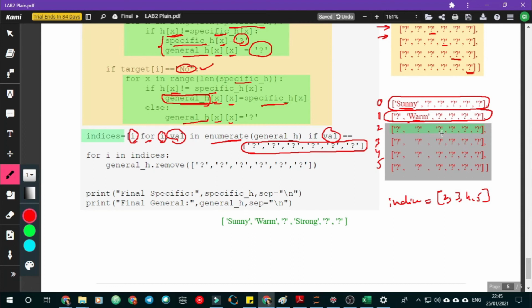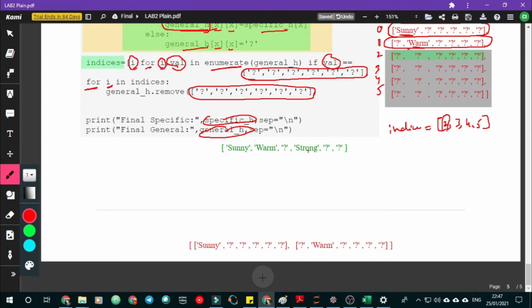to remove it, but before removing we need to know the index of this. So we just found 2 3 4 5 are the indices, and in the next step we need to remove the value at this particular index. How do we remove? With the help of a for loop. For i in indices, i is a local variable, indices has 2 3 4 5. In the first iteration i has 2 and general hypothesis remove, so this will be removed, right?